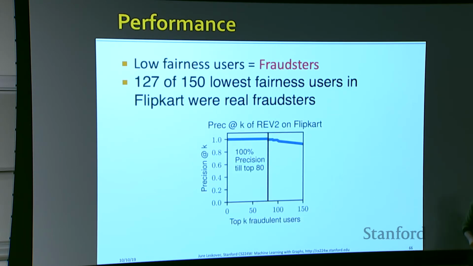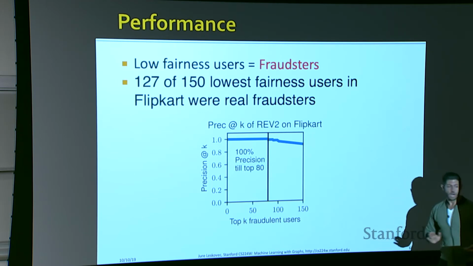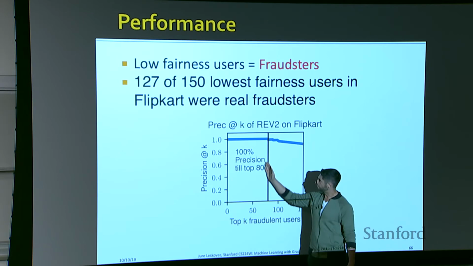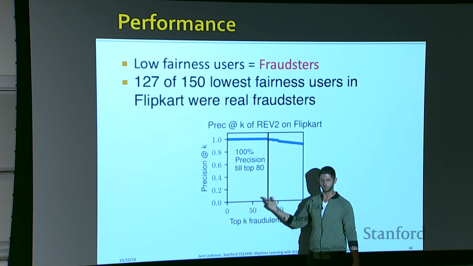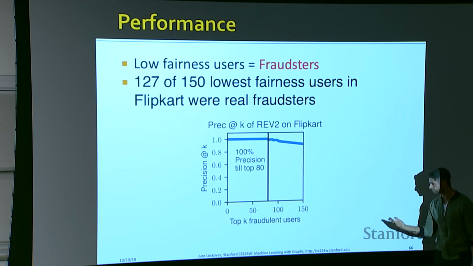So for this reason, we tried it on Flipkart, which is, if I recall correctly, one of the largest e-commerce platforms in India. Correct me if I'm wrong. And what this algorithm was able to do is that out of the under 50 users that had the lowest fairness scores, under 27 of them were actually real fraudsters. Okay, so like the platform knew already that they were fraudsters. And even better, the algorithm achieved 100% precision till the top 80. So the first 80 fraudsters that it identified were all actual fraudsters on the platform. Okay, so it was tested in the real world with a lot of success.